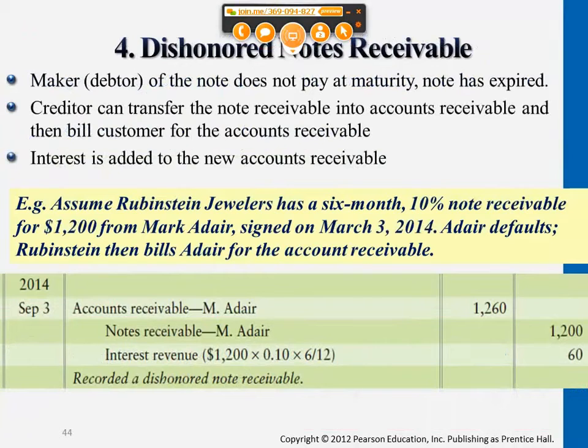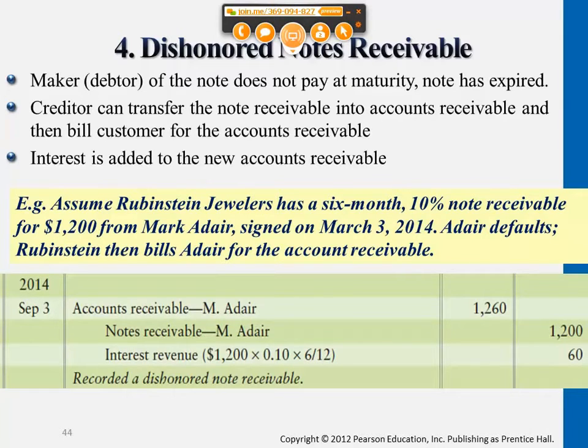So in this case here, this is called dishonored notes. For some of the notes that have past due, this is called dishonored notes. Basically, past due accounts receivable, we usually call bad debt accounts or uncollectibles. Past due notes, we call dishonored notes receivables.